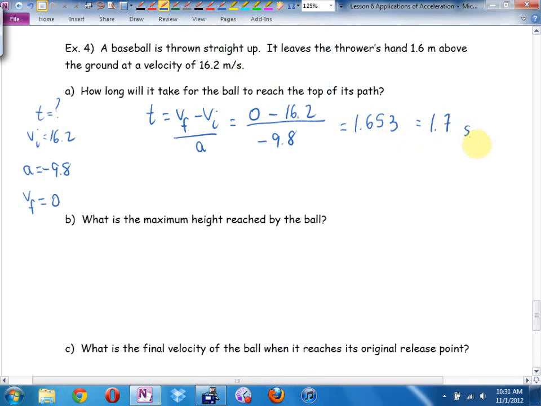Oh, 3 sig figs. Oh, no, 2 sig figs. No, I didn't use the 1.6 in this question, did I? So I can go to 3 sig figs so far. Do you get 1.65 seconds? Or am I wrong? Yeah? Okay.